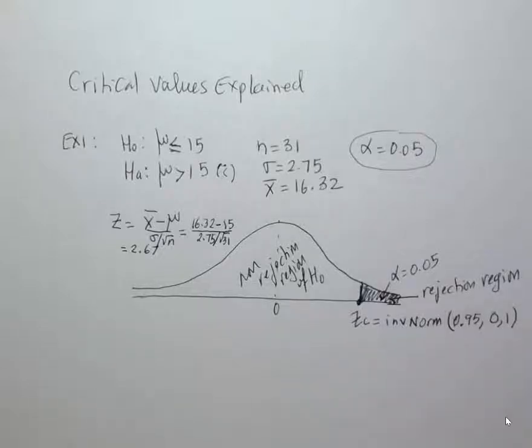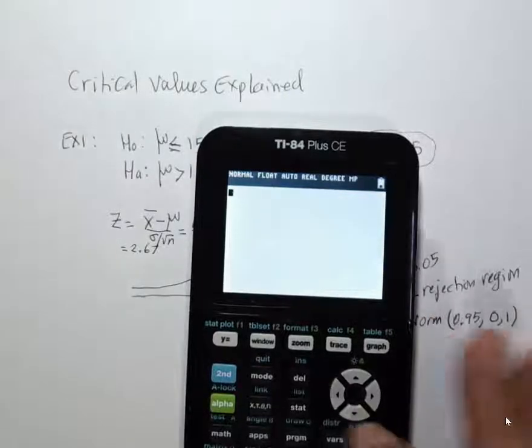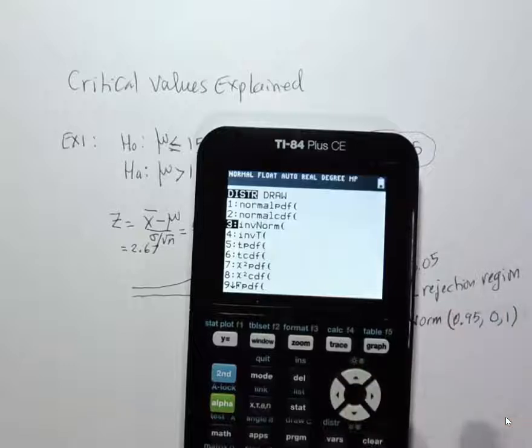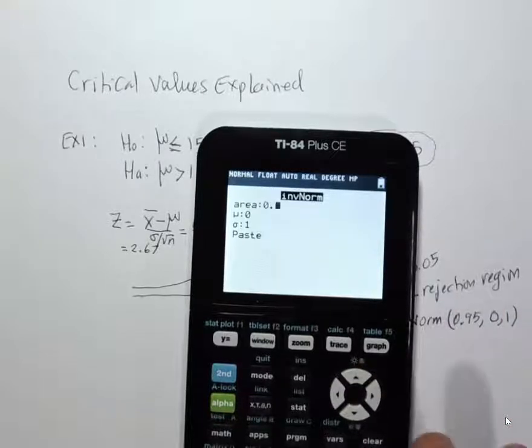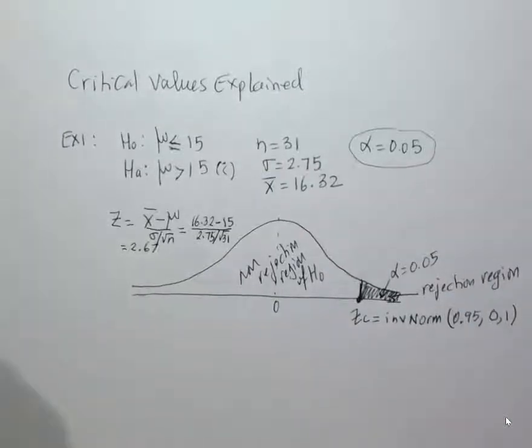So let me show you, remind you how to do that. You just go to second, distribution, inverse norm, 0.95, comma 0, comma 1, paste, and here you go, it's 1.645.